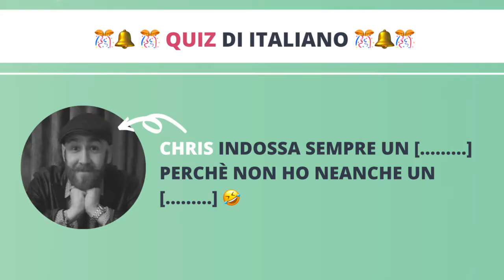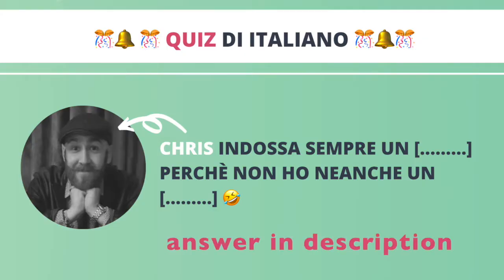And now, are you ready for a little quiz? I am going to show you a sentence, and you will need to complete that sentence with two words, one with double letter and one without double letter. Where do they go? Listen to me and type your answer in the comments below. Chris indossa sempre un cappello perché non ha neanche un capello. Pause this video and write your answer in the comments below. If you've done the quiz right, bravissimo or bravissima!